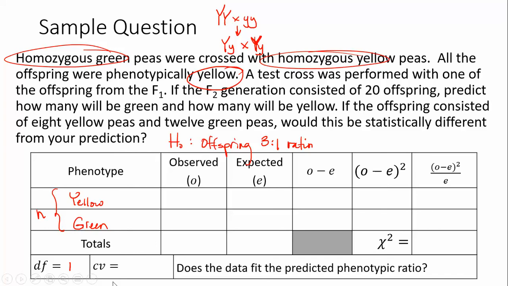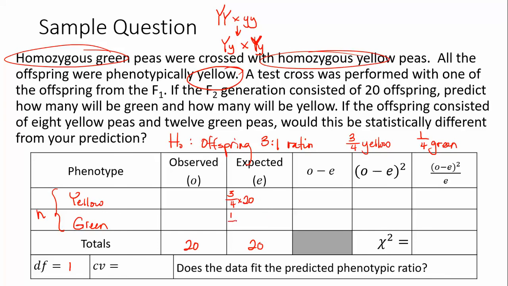So then we're told that we got 20 offspring out of this. So that means our observed is 20 total. And we want to predict how many will be green and how many will be yellow. So if we had 20 total offspring, for every 1 green pea, we should get 3 yellow peas. What that means is I should have 3/4 yellow and 1/4 green. So to get my expected number, I basically just take that ratio, so 3/4 times my total.